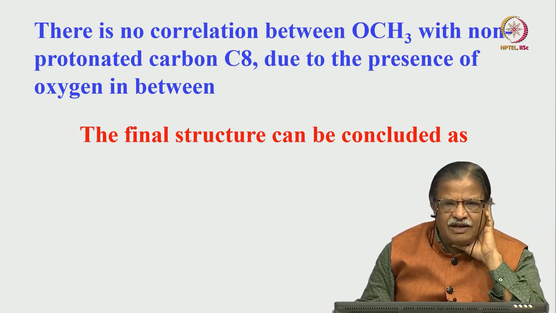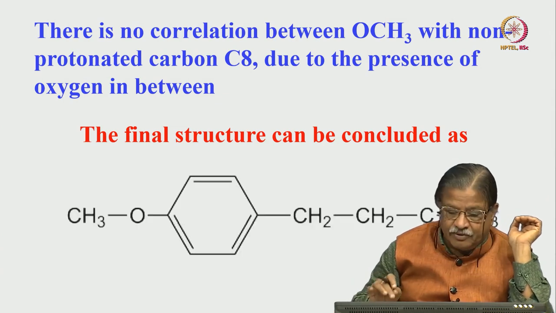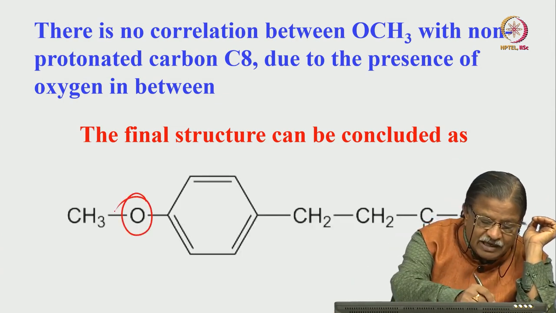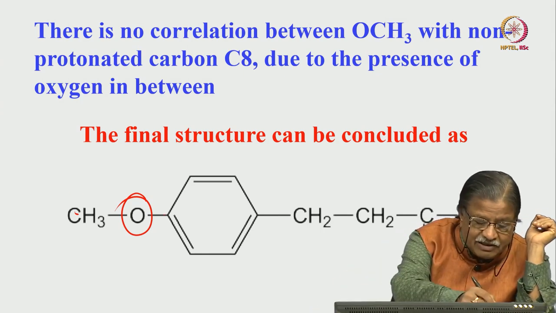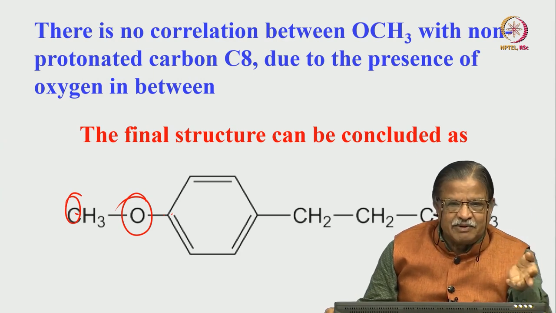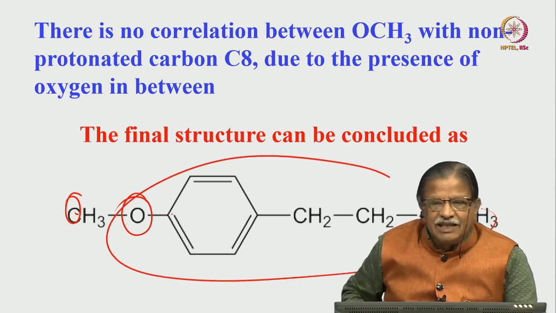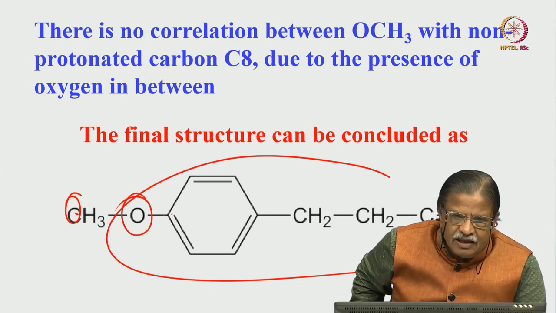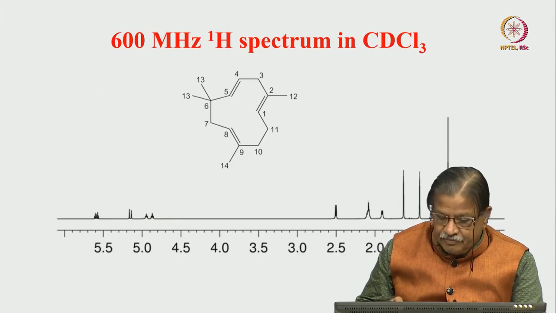So as a consequence, now I can say this is the final structure of the molecule, because this O has to be between this and this. Otherwise, this carbon CH3 would have been correlated to this one. This tells me this must be OCH3, and this is the structure of this molecule. Using the INADEQUATE, tracing the carbon skeleton, you could get the structure of this molecule.